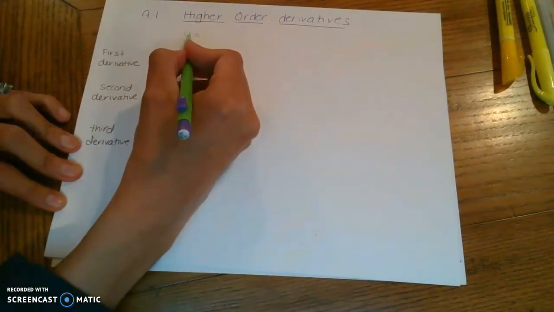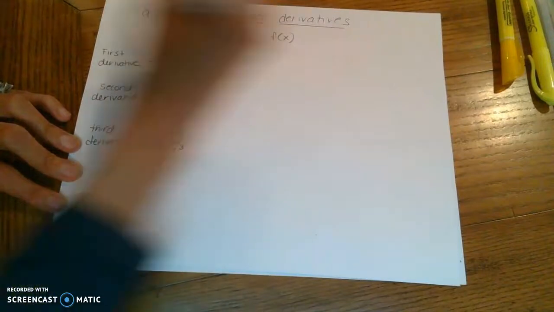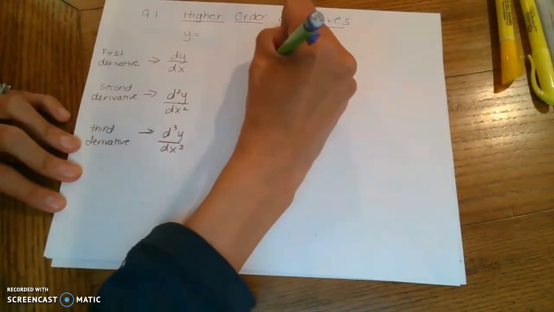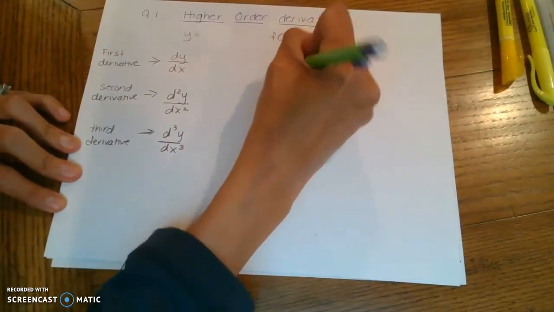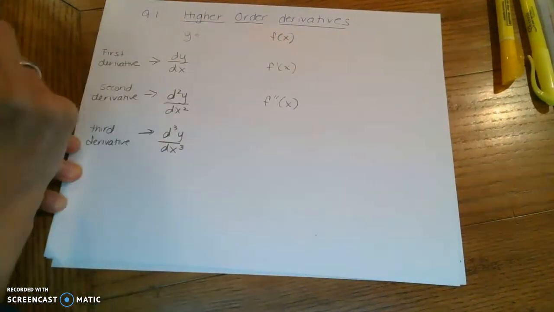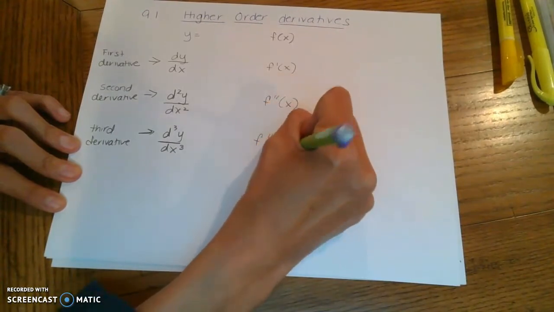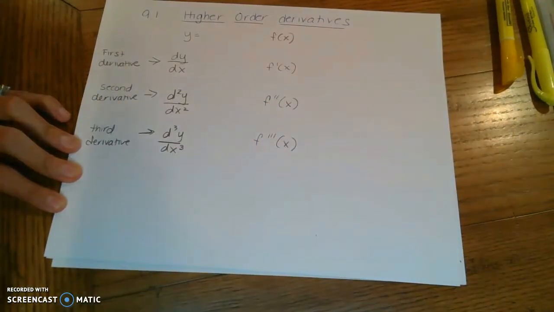Now, if the original function wasn't in y equals form, let's say it was originally given to you as f of x, well then the first derivative is f prime of x. The second derivative is f double prime. The third derivative is f triple prime, and so on.